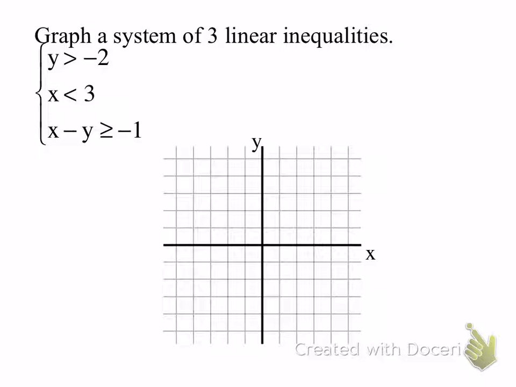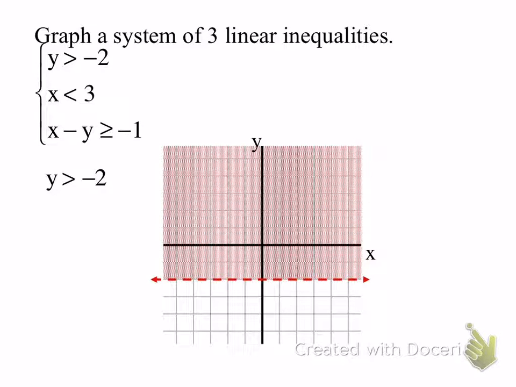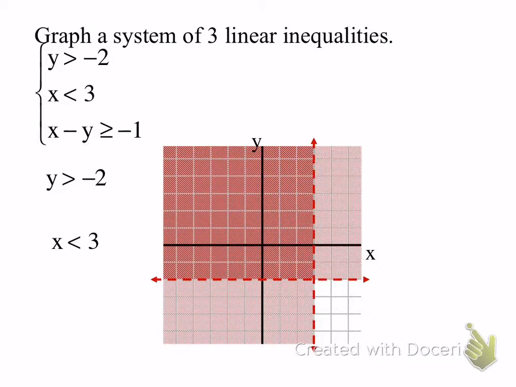So we've got a horizontal line here. I'm going to go to 0, -2. Okay, and how about 1, -2? And we are shading up. The next one is going to be a vertical line going through number 3 on the x-axis. Which way am I shading? To the left. And then we've got our third one.